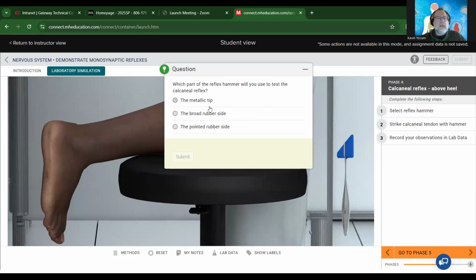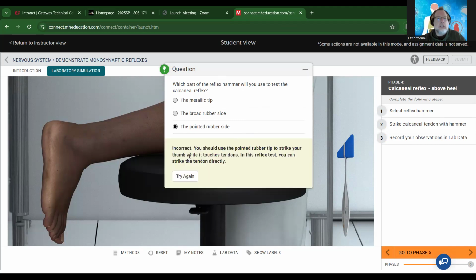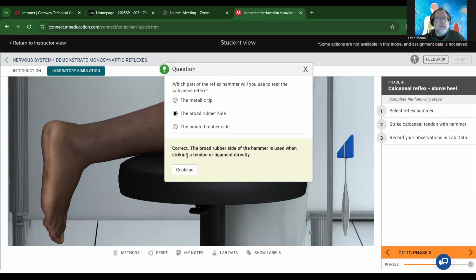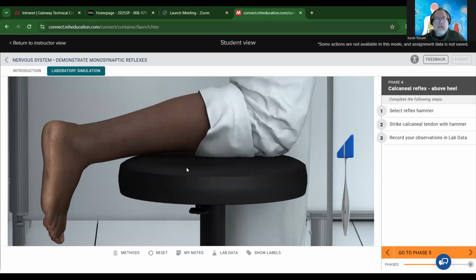All right, so now we're going to do calcaneal reflex. So should we use the broad or the pointed? I don't know, so I'm going to guess. I'm going to try pointed this time because I'm not sure. Oh man, it's incorrect. Well, that's okay. Maybe it's the metallic tip. I don't think so, but I'm pretty sure it's this. Let's try that. Broad. Okay, phew, it's the broad side. All right, great. So then I can continue.